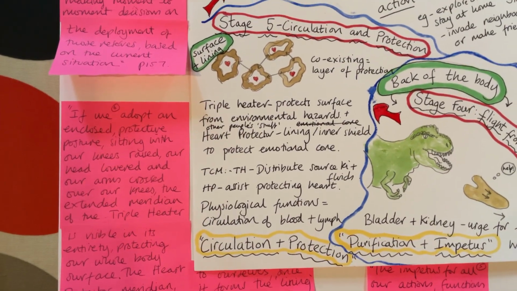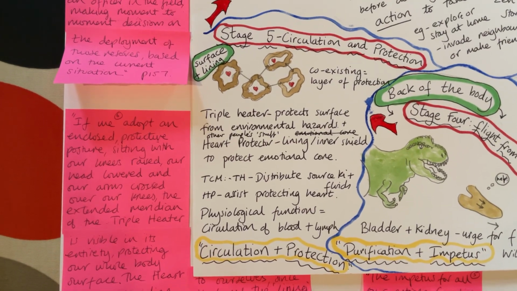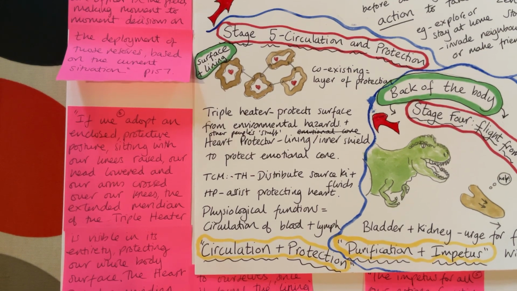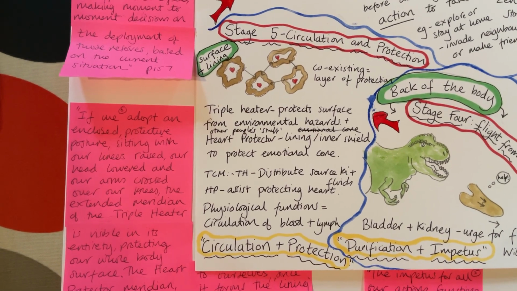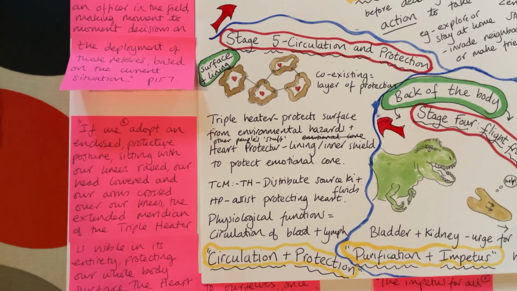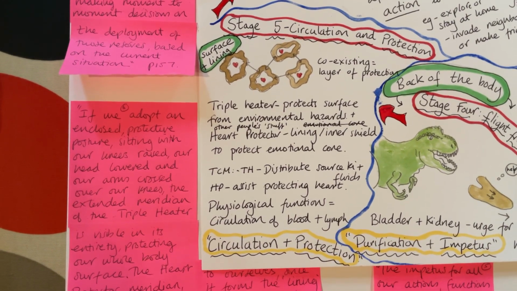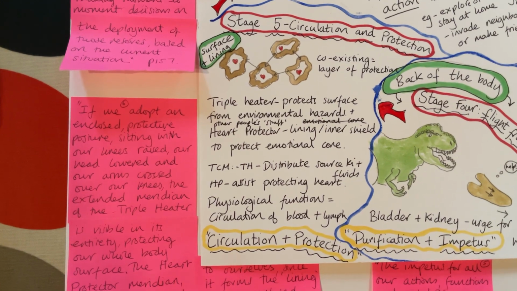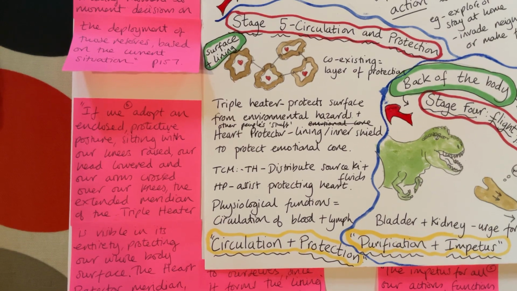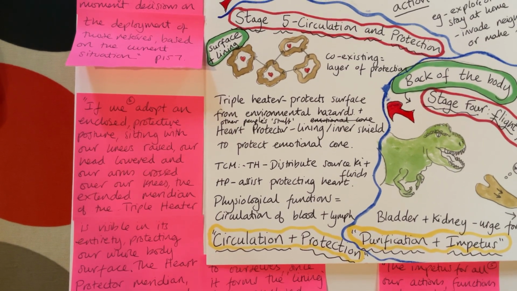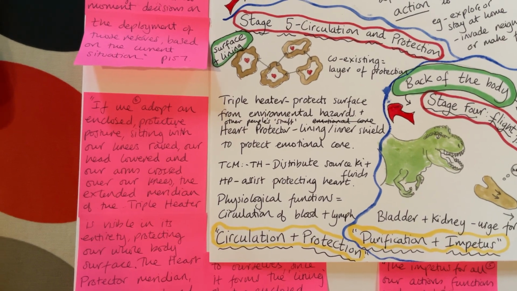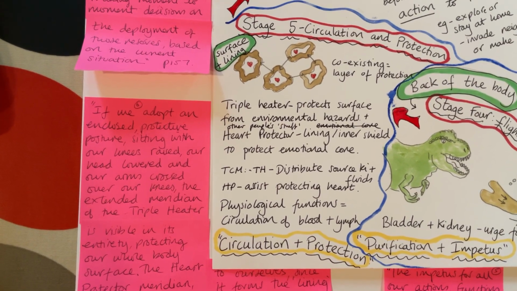Moving on to stage 5 then, circulation and protection. This is situated in the surface and lining. So the amoeba realises that coexisting also offers an extra layer of protection. The triple heater protects the surface from environmental hazards, including other people's stuff or other people's issues, and the heart protector acts like a lining and like an inner shield to protect the emotional core.